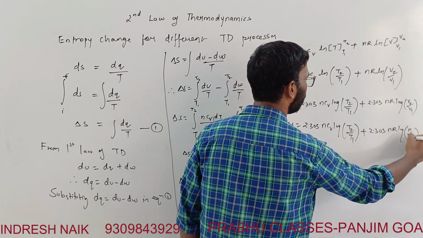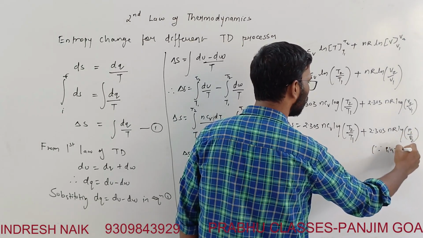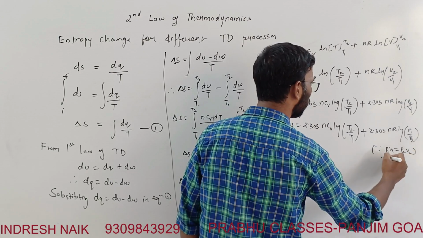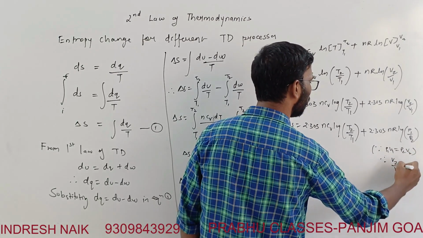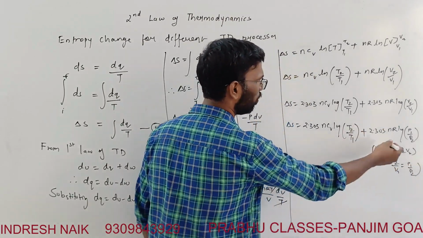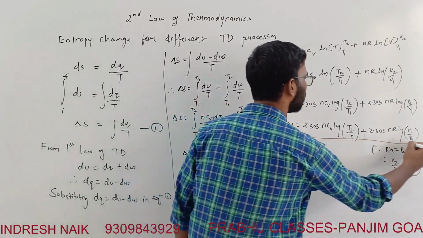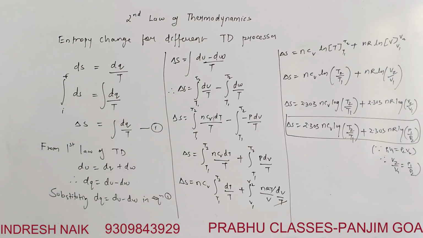P1 by P2. How did we get this? P1 V1 is equal to P2 V2, therefore V2 by V1 is equal to P1 by P2, right? From this I just converted. So this is the one equation which we are having. Just remember this equation and we'll go ahead with the different processes.